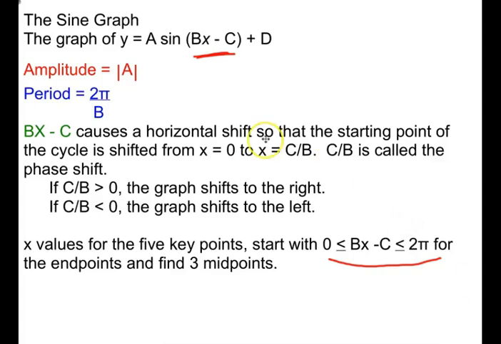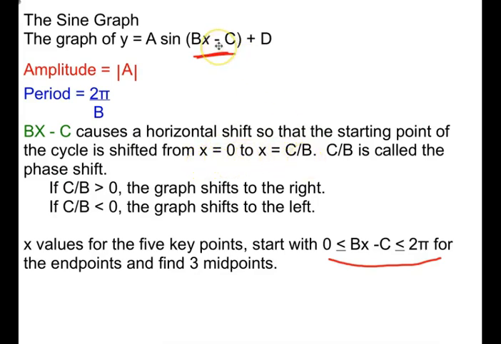Right. So now we're going to talk about phase shifts. So I still have A, the absolute value of A is my amplitude. I still have B, 2 pi divided by B is my period. Okay, but Bx minus C, if I have some C in there, either a plus or a minus, because really if I have a plus sign in here, then I have to take a negative value, right? That causes a horizontal shift so that the starting point of the cycle is shifted from x equals 0 to C over B.